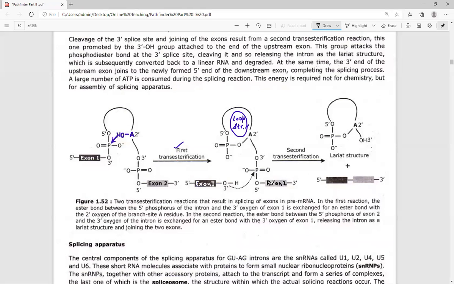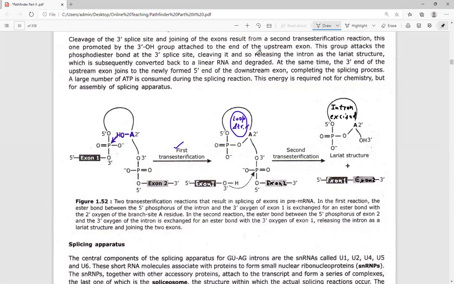Okay, so exon 1 and exon 2 are going to be ligated. This is how exon 1 and exon 2 are going to be ligated. And ultimately, what you find here is that the intron is excised. This is the intron that is excised, and this is how exons are being joined, exon 1 and exon 2. So exon 1 and exon 2 have been ligated and the introns have been excised off.